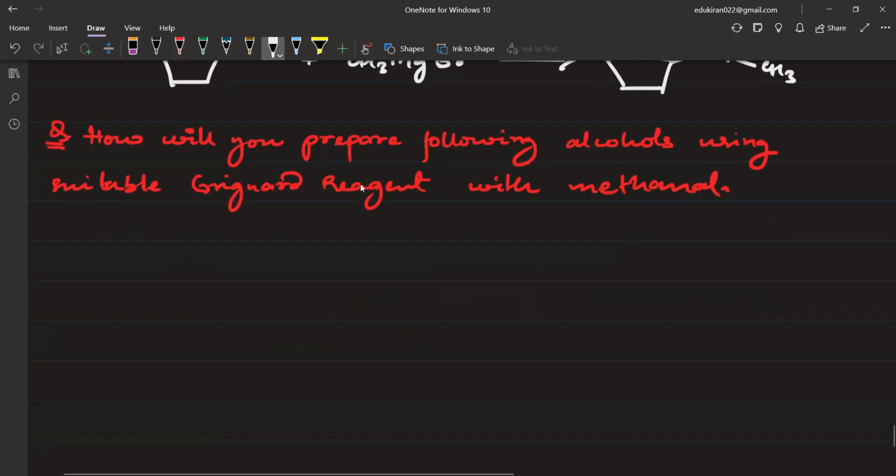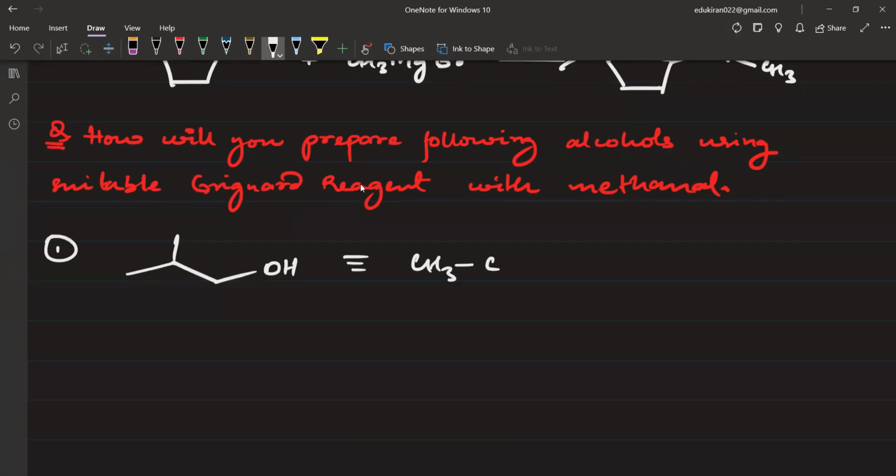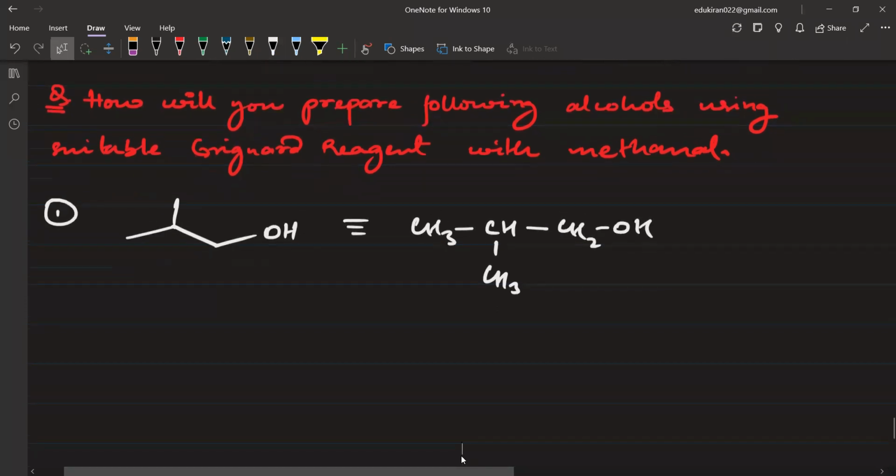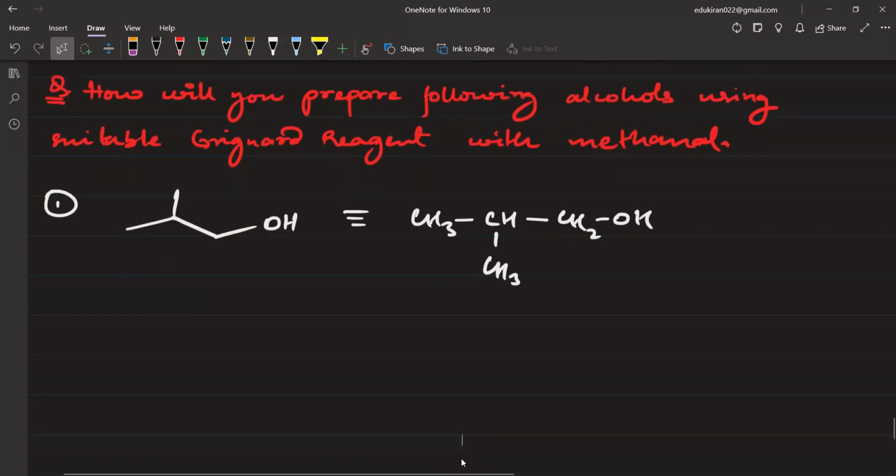Okay, so the first molecule that they have given you has 3 carbon atoms like this, an OH group here, and one more CH3 here. You can write this as CH3 CH CH3 CH2OH. So this is the alcohol here. Right, so how to do this type of problem? It's very easy. First you have to approach the problem in a very good manner.